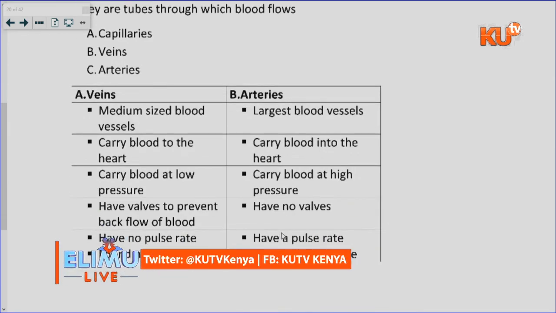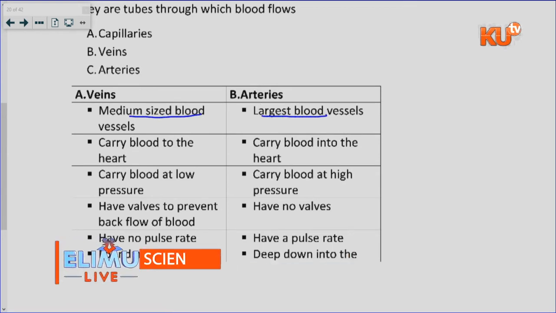So we start with veins and arteries. Most of their adaptations are a difference to each other. They are the opposite of the other one. Veins are medium-sized blood vessels, whereas arteries are largest. Veins carry blood to the heart. Arteries carry blood out of the heart. Veins carry blood at low pressure. Arteries carry blood at high pressure.